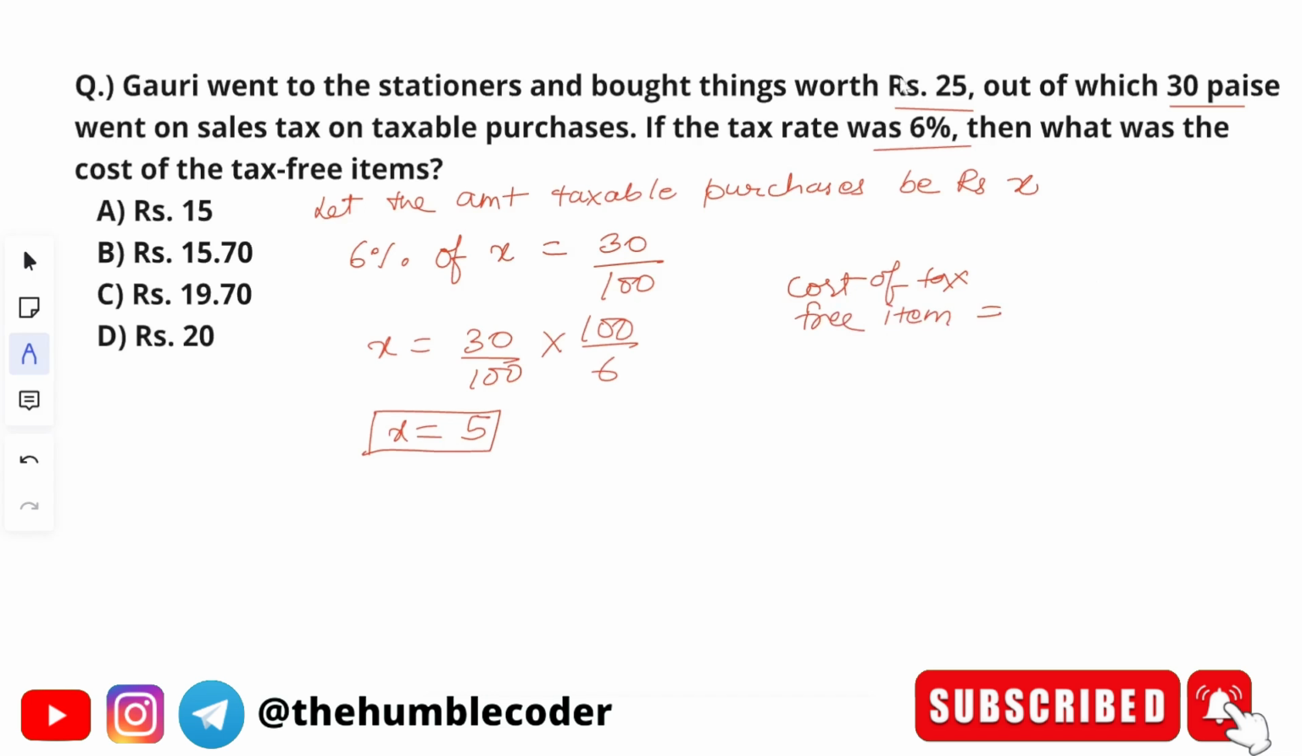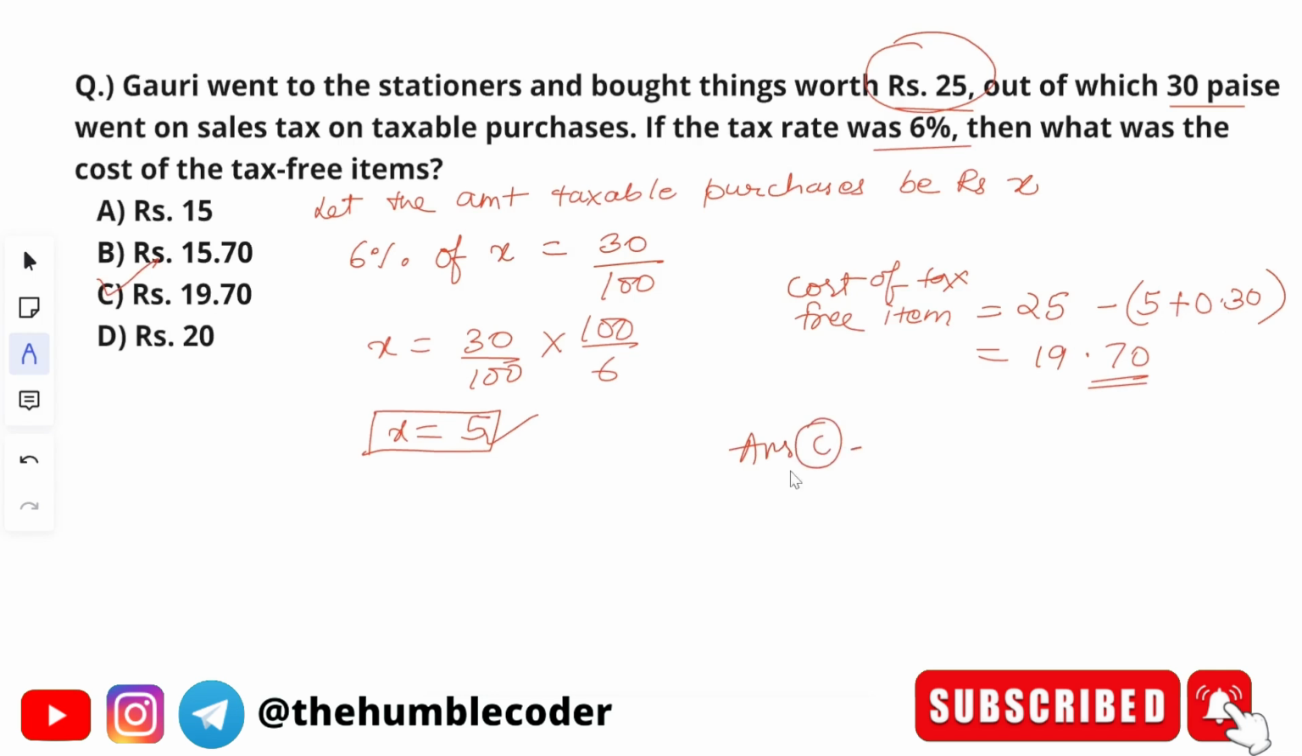She bought things worth rupees 25, right? So the total she has bought minus the things on which tax was there. The things on which tax was there: one is 5 rupees and one was mentioned as 30 paise, so 5 plus 30 paise we can write like this. This will be the tax free items now. So 25 minus this, we will get the answer as 19.70. So the correct answer will be option number C.